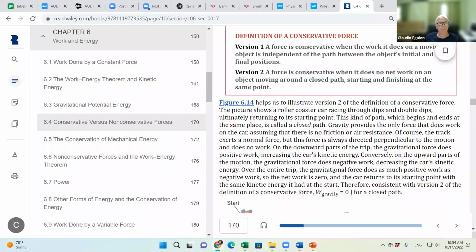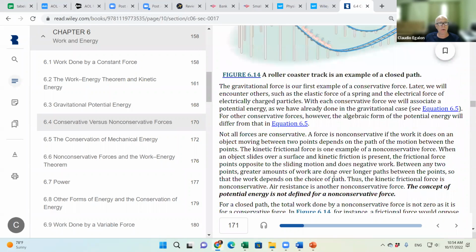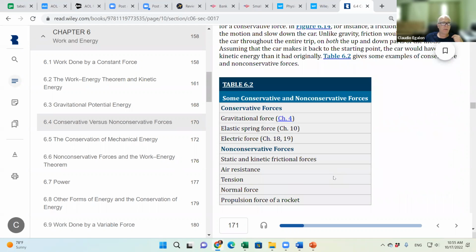Conservative versus non-conservative forces. Already covered that for you. The weight is a conservative force. The elastic spring force is a conservative force. The electric force is also a conservative force, but you don't have to worry about that now.